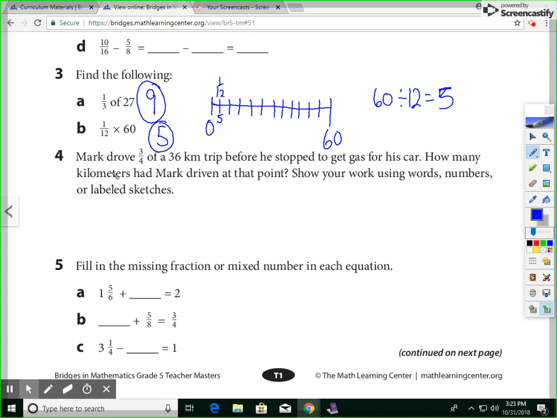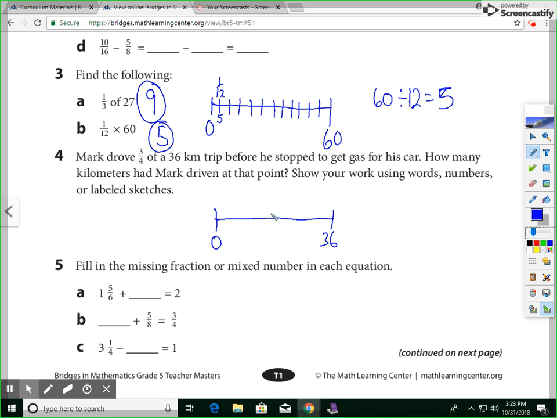Come down here, it's kind of the same kind of problem, but they're going to use a real life story problem. Mark drove 3/4 of a 36-kilometer trip before he stopped to get gas for his car. How many kilometers had Mark driven at that point? Show your work using words, numbers, or labeled sketches. This is a perfect sketch right here. We can say he drove a total of 36 kilometers, and we need to find out what 3/4 is.